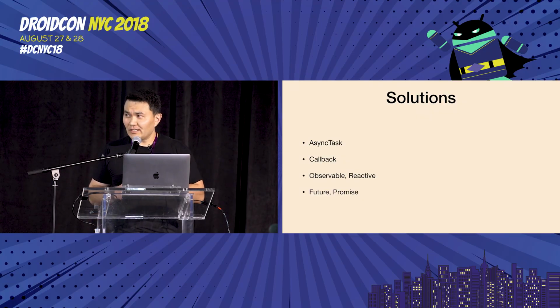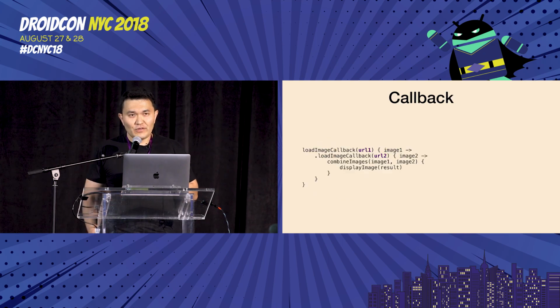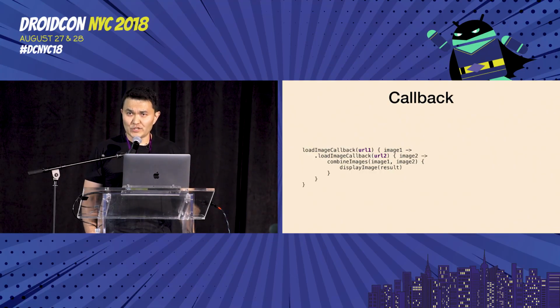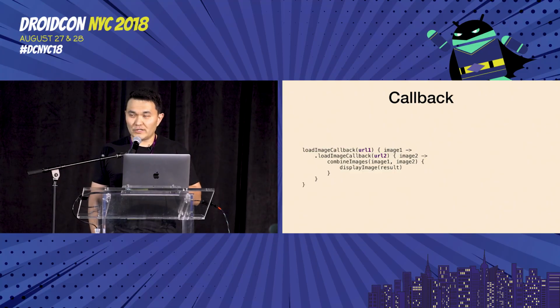So let's take a look at a couple of these solutions. If we use callbacks, you probably have seen something like this, right? The callbacks are absolutely wonderful, but if your operations depend on the result of the previous operation, you have to chain them in some way. And when you do this chaining, what you get is this nesting, right? Sometimes people call this the callback hell or the pyramid of doom.